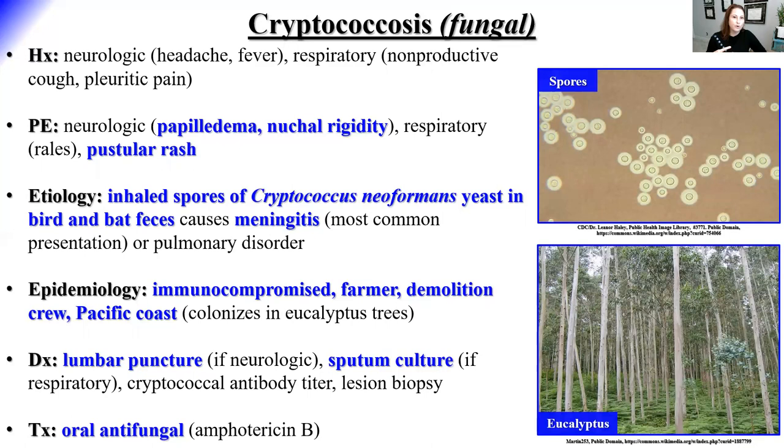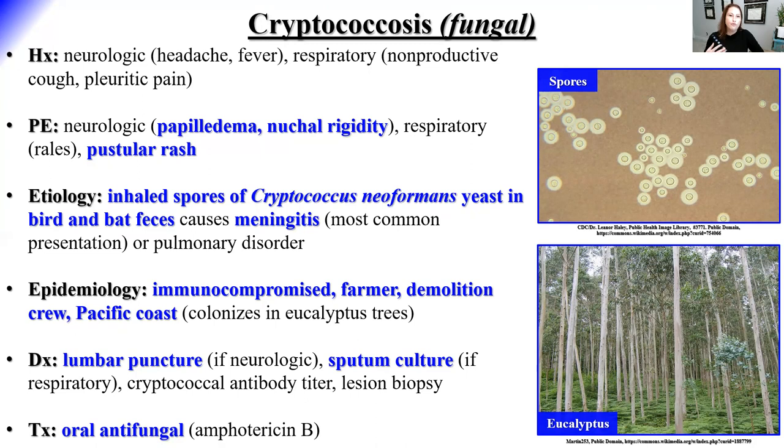This is most likely to cause neurological findings. It can also cause a respiratory finding, but neurological is going to be the most common. It is a causative agent of meningitis. So headache and fever with papilledema and nuchal rigidity would be the presentation of the meningitis form. Non-productive cough and pleuritic type of chest pain with rales would be the presentation of the respiratory type of symptoms. And then a pustular skin rash is something that is also associated with this disease.